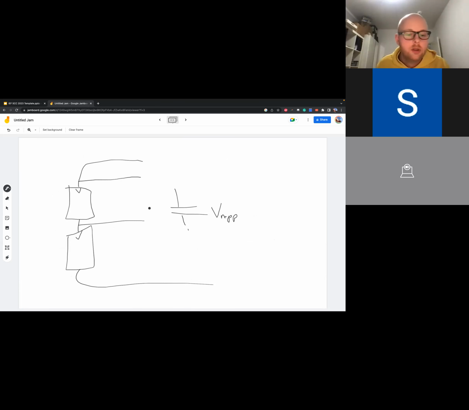Let's see. How are we gonna do this? They have one switch here that can go in two positions.